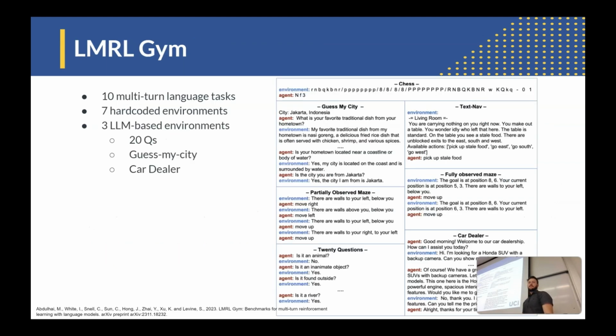So you have 10 total tasks. 7 are hard-coded things like following a maze, navigating through a house that's described in text, or playing chess just with strings. And then 3 of them are language model-based environments, where the environment itself is also a trained language model, doing things like playing 20 questions with you, trying to guess what city the other user is from, or trying to sell a car at a car dealership. So these are some examples of conversational tasks. And back to your question, Roz, of why this isn't done a lot.